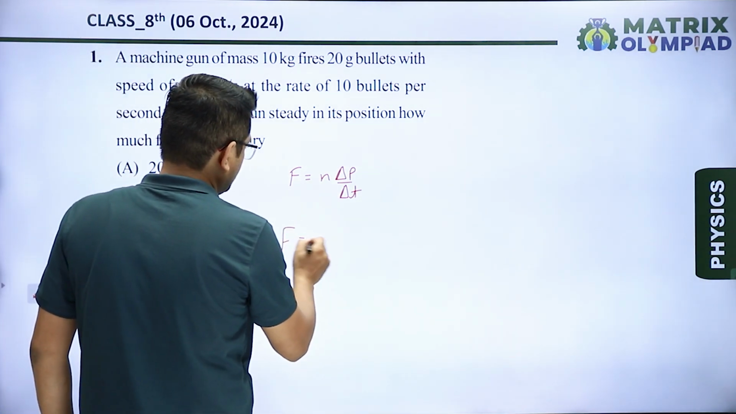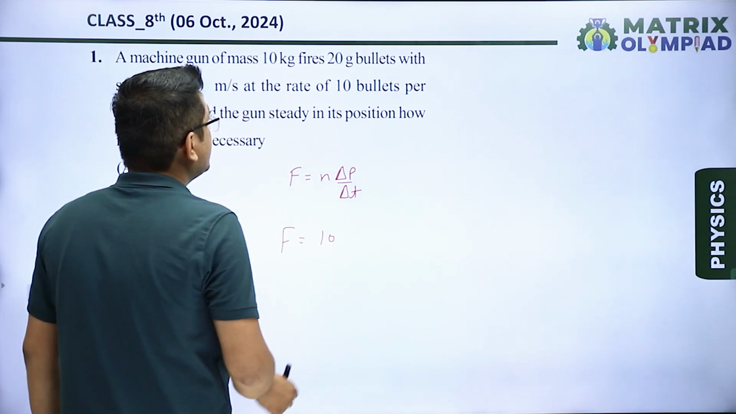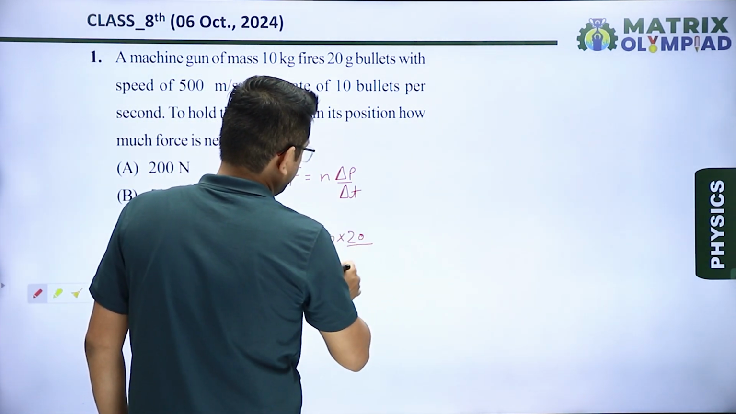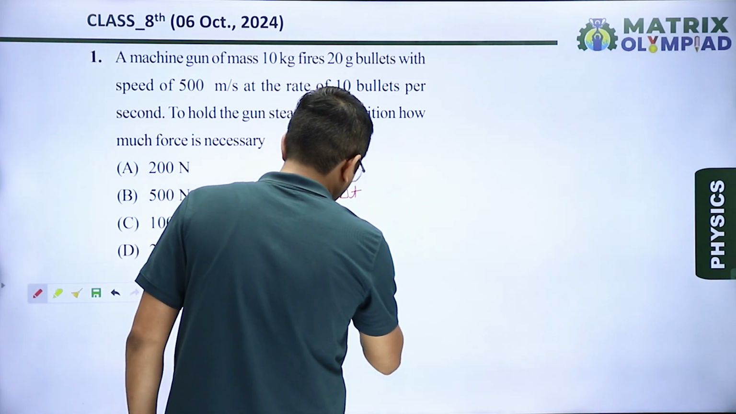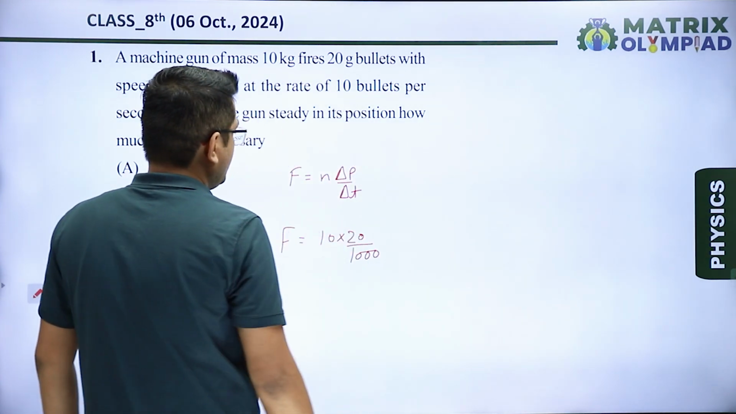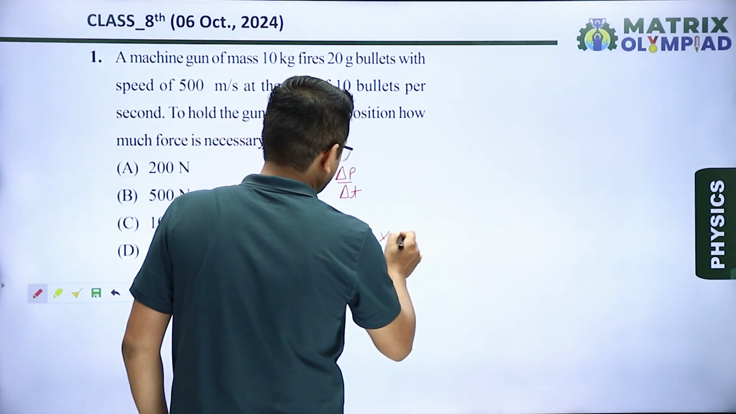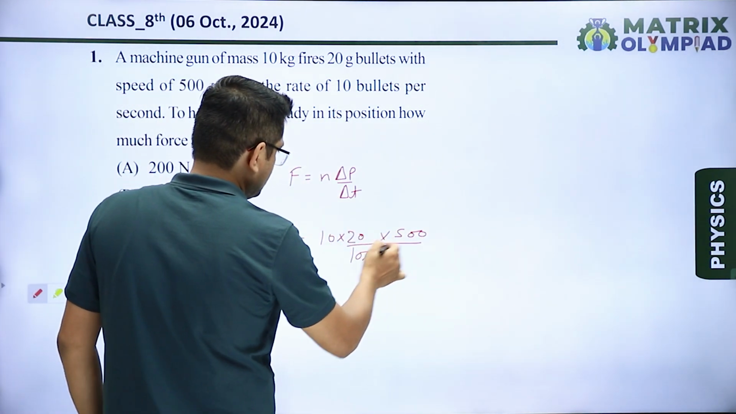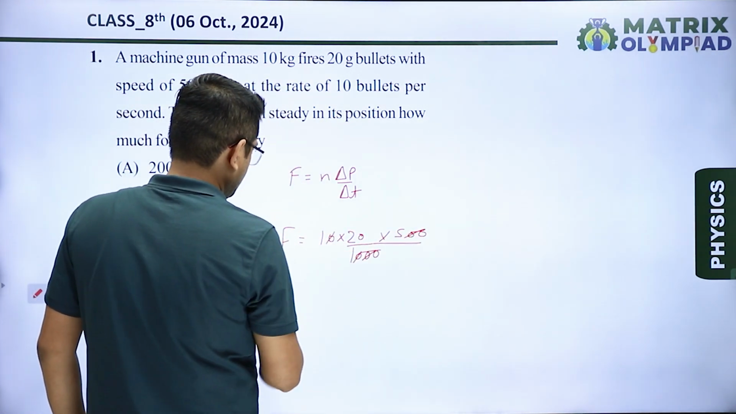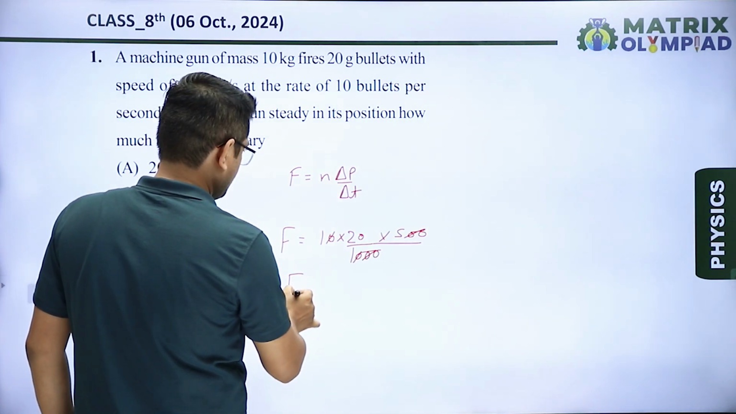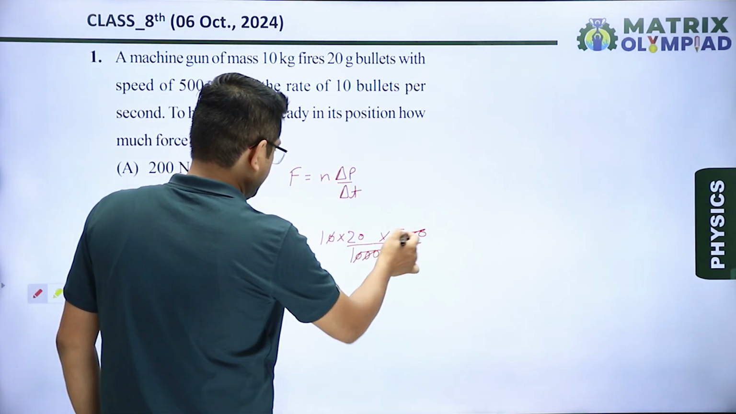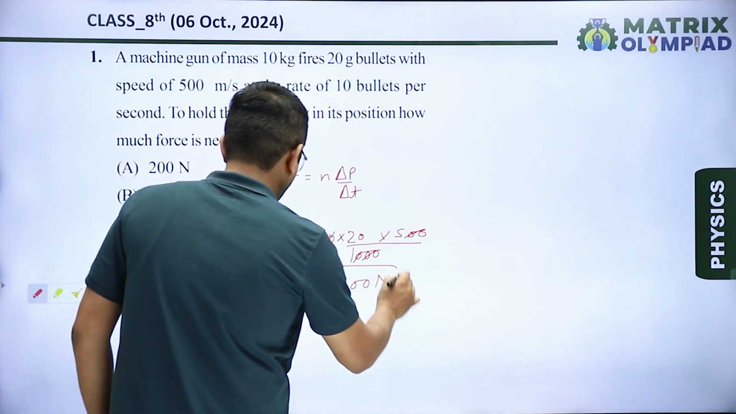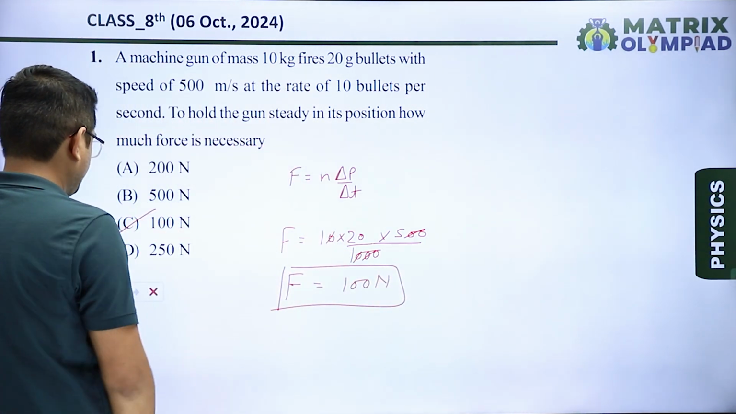By putting the values, the number of bullets is 10, the mass of each bullet is 20 gram, converting into kg we divide it by 1000. The velocity is given 500. Now solving it, it becomes 20 into 5, that means 100 Newton. So our correct answer is option C.